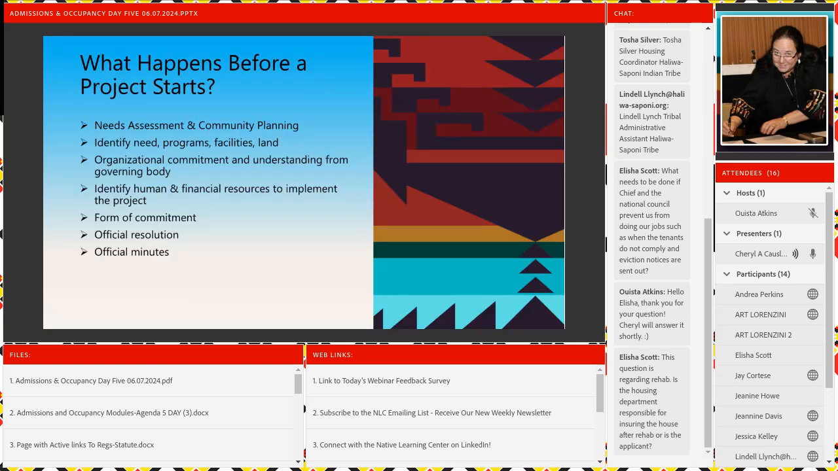So what happens if you're building a project? What kind of things do you have to make sure takes place before you start a project when it comes to A&O? You got to do a needs assessment, or you should do a needs assessment and community planning by getting that buy-in. Identify needs, the programs, the facilities, what portion of land you're going to use. Always get organizational commitment and understanding from your governing body in writing.